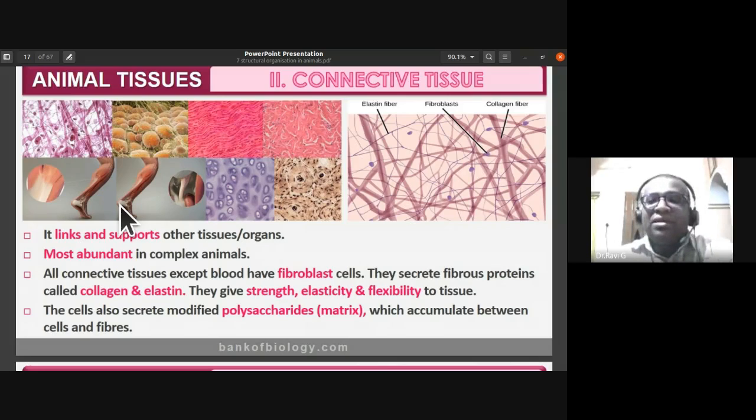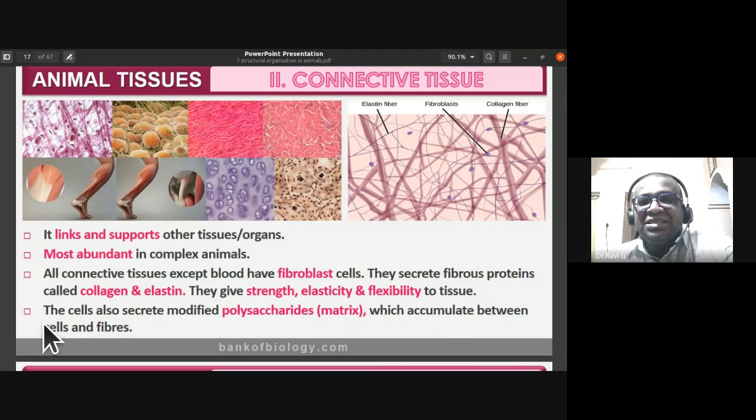They might ask you about the fibroblast cells: what do the fibroblast cells secrete? They secrete fibrous proteins called collagen and elastin. These give strength, elasticity, and flexibility to the tissue. So the connective tissue provides strength, elasticity, and flexibility to the tissue.